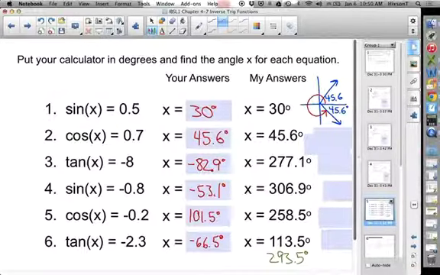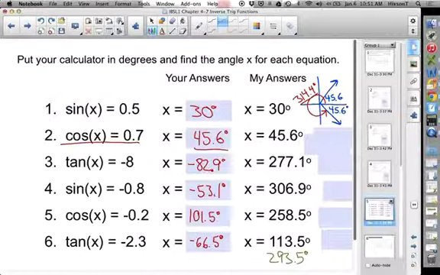So 360 minus the 45.6 would give us 314.4. 314.4 degrees would be that angle. So there are 2 possibilities for this equation. 45.6 or 314.4 degrees. And that's what I was saying, with all of these, there are actually 2 answers. Except for tangent, there's 3. Well, two different positive answers.